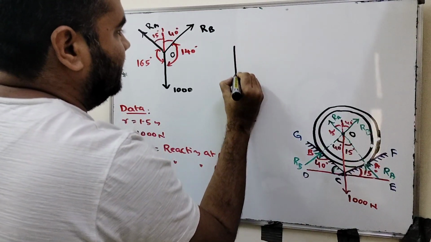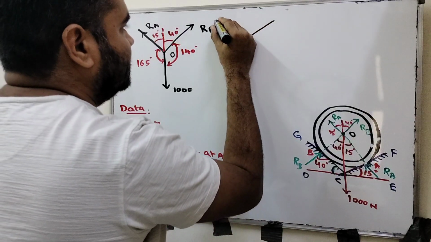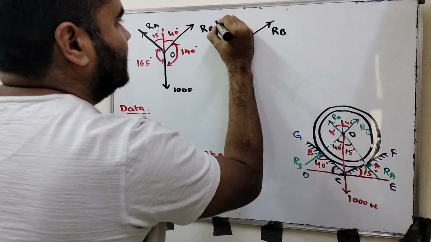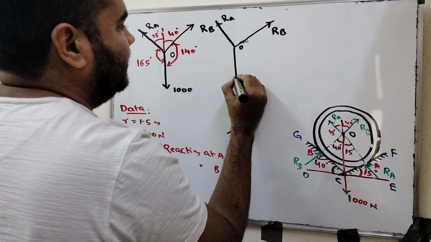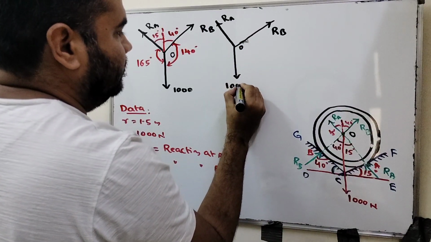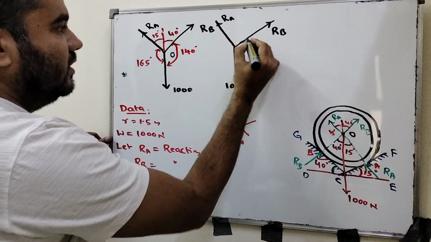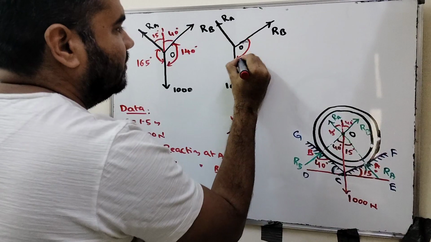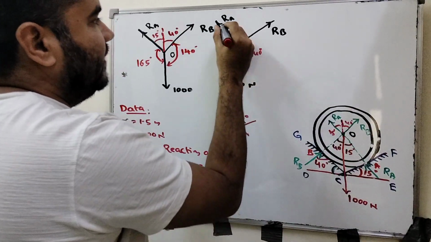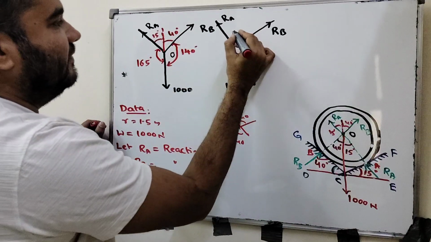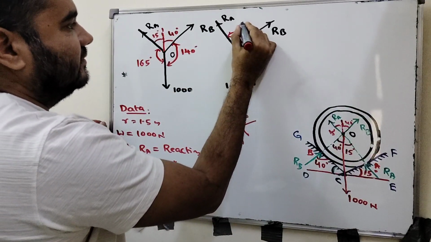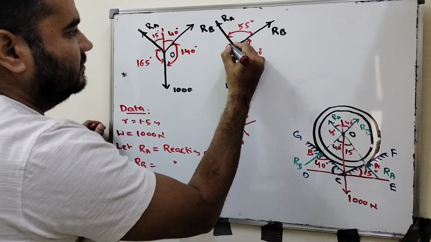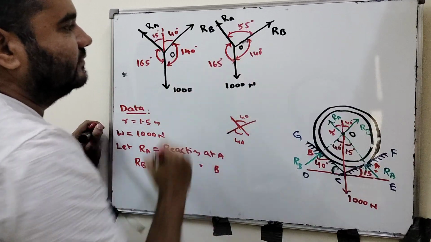Okay. Now finally I'll draw one more figure here. One is vertical downward, and this is RB, and this is RA. This is point O, and this is 1000 Newton. So how about the angle here? Between RB and the load it is 140. Between RA and RB is 40 plus 15, how much? 55 degree. Between RA and 1000 it is 165 degree.